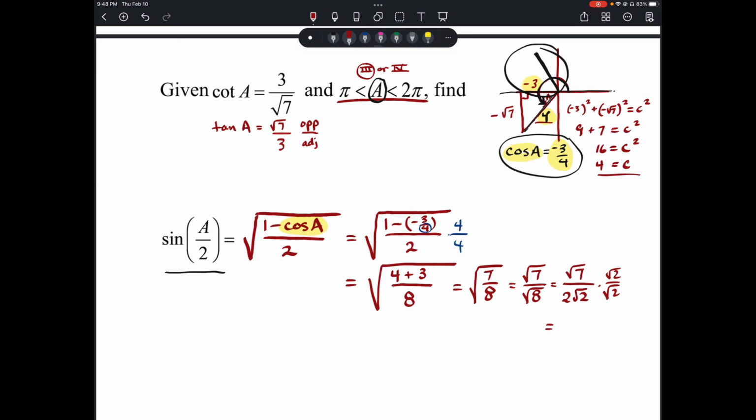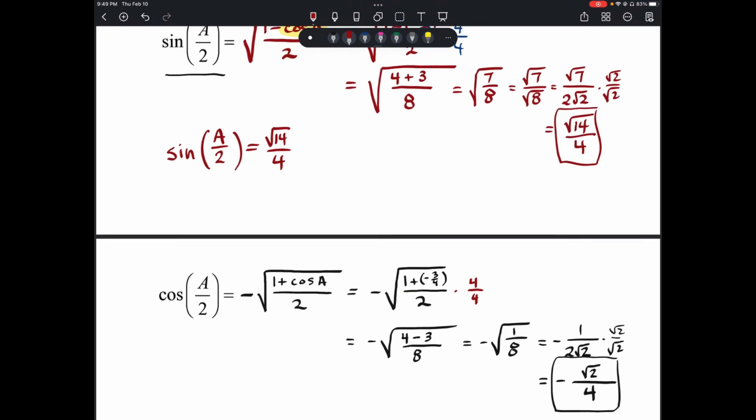And we are looking at the square root of 14. And then we'd have 2 times the square root of 2 times the square root of 2, which should be 4. So we're going to get that equals the square root of 14 over 4. All right, so now we know the sine of half of angle A is going to be the square root of 14 over 4. Okay, so let's move on here.